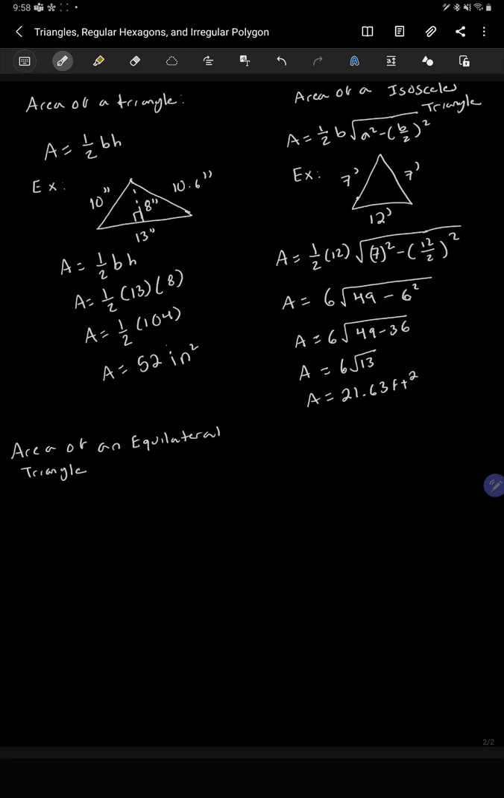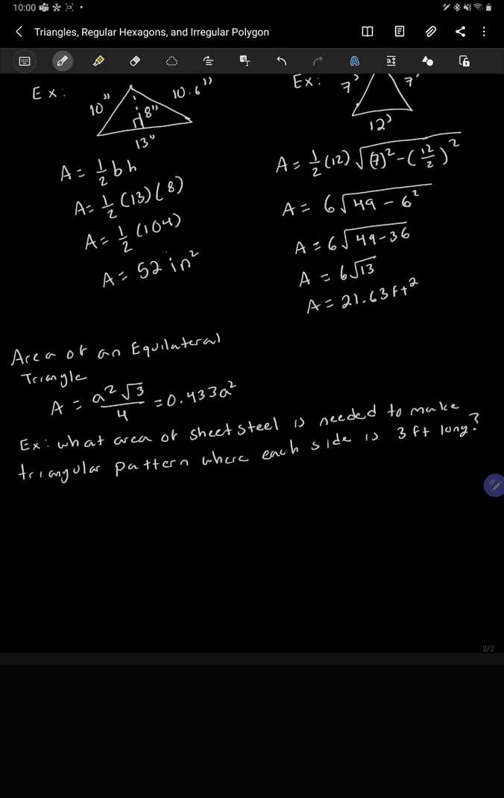So what about the area of an equilateral triangle? Well, in this case, when we're referring to an equilateral triangle, we're referring to a triangle that has all the same sides. So all the sides are the same length, and so the area of that is a squared times the square root of 3 over 4, which we can also just rewrite as 0.433 times a squared.